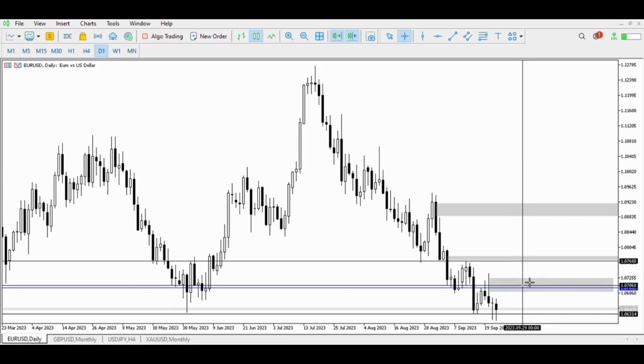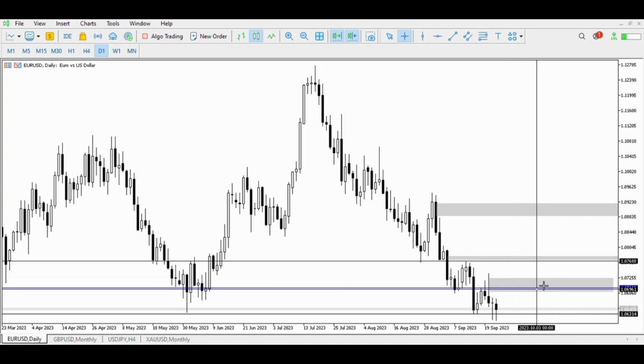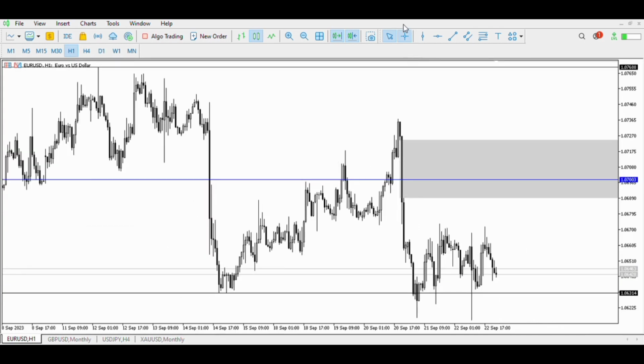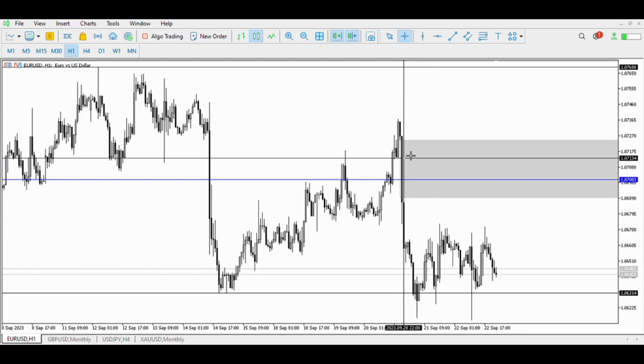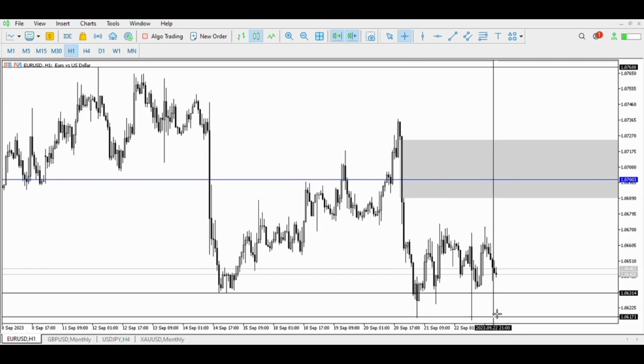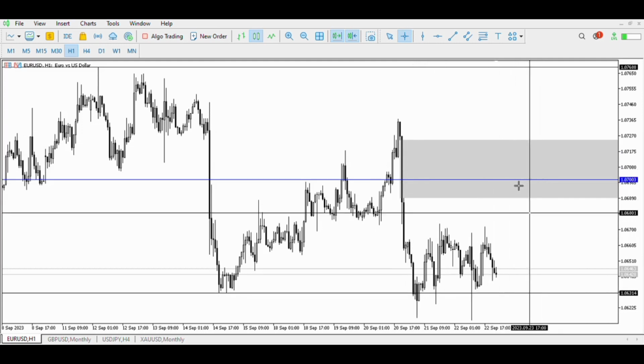And I'm going to explain why I drew a fair value gap right here. So by the time you come to this is where I drew the fair value gap. This is where I drew the fair value gap from the 1 hour time frame. So now by the time price gets to this point, we might see a retracement.